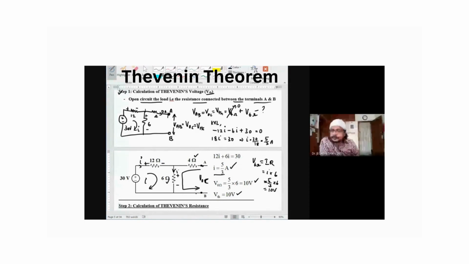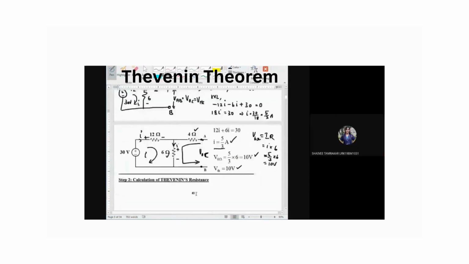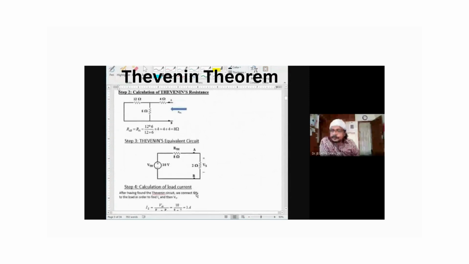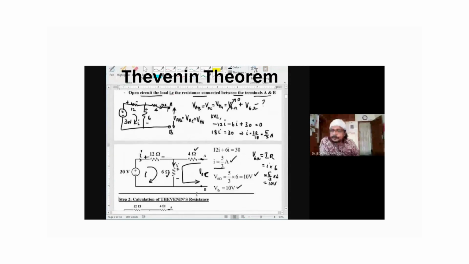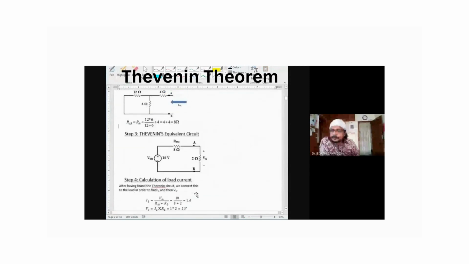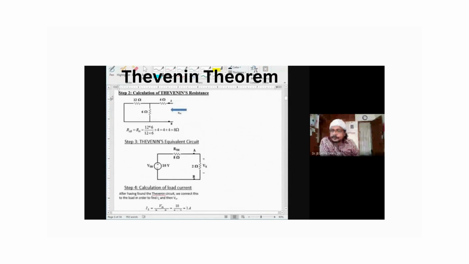Okay. Shall I move on? Yes, sir. Now, calculating the Thevenin's resistance. Step 2. Please note down. Step 2 is calculation of Thevenin's resistance RTH.